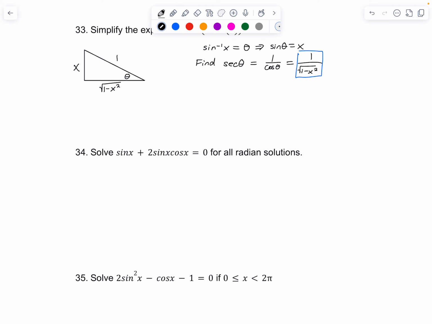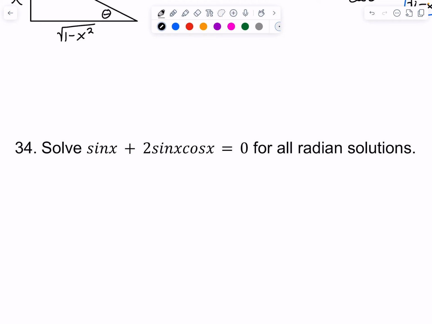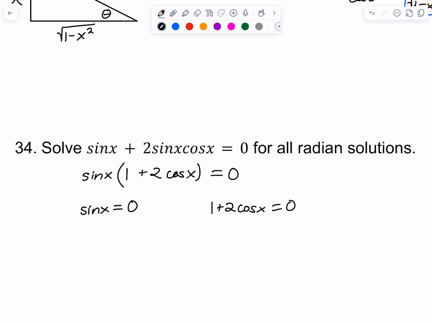Okay, 34. 34 says to solve the following for all radian solutions. So I noticed right away that there are two different trig functions, a sine and a cosine, but I also noticed that it's pretty easy to just factor them, and that's a great way to separate them. So if I factor out sine x, I get 1 plus 2 cosine x equals 0. And if I have this, then I can just split it into two equations. Sine x equals 0 or 1 plus 2 cosine x equals 0.